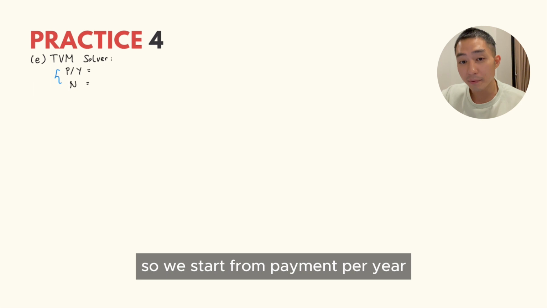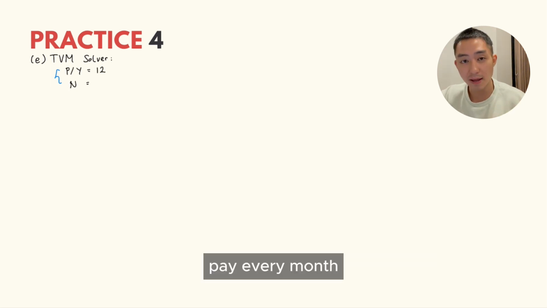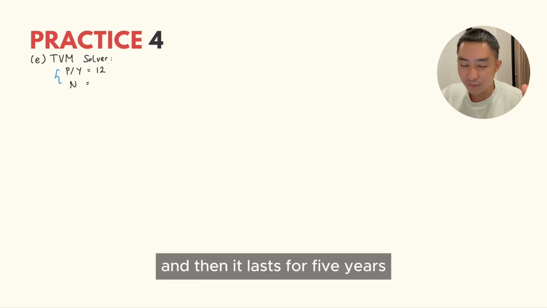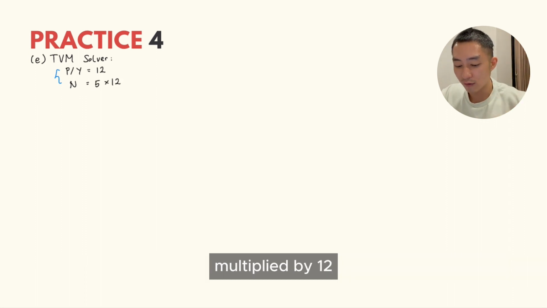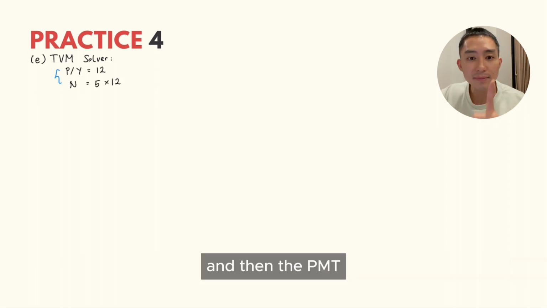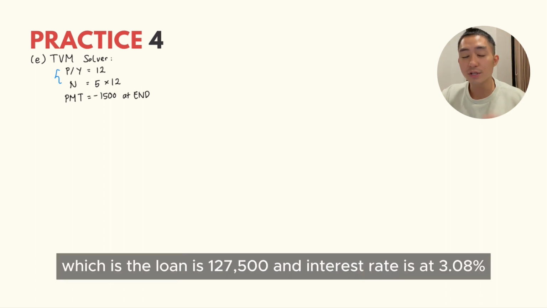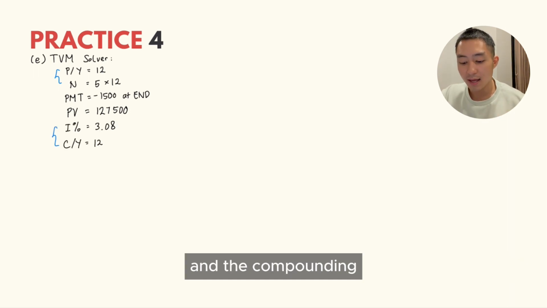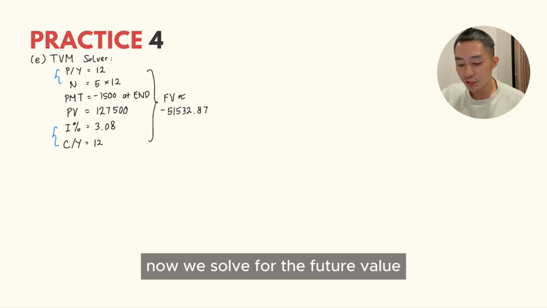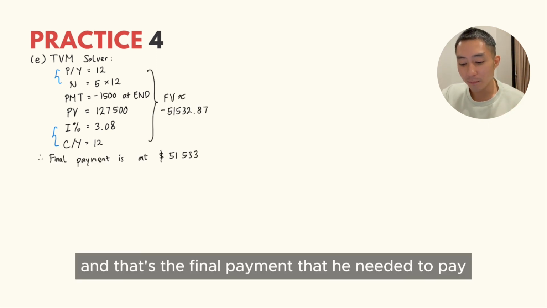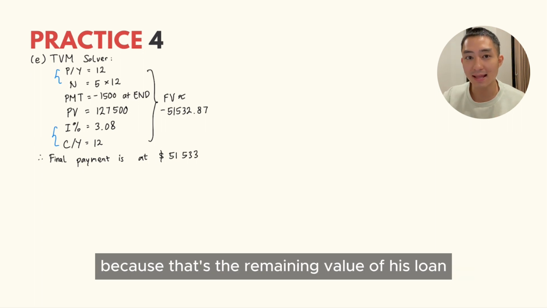We start from payments per year, which is 12, since he pays every month, and it lasts for 5 years. Multiplied by 12, we get 60. And then the PMT, we pay 1,500 every month, with the present value, which is the loan, 127,500. The interest rate is 3.08%, and the compounding is every month, 12. Now we solve for the future value, and that's the final payment that he needed to pay, because that's the remaining value of his loan at that time.